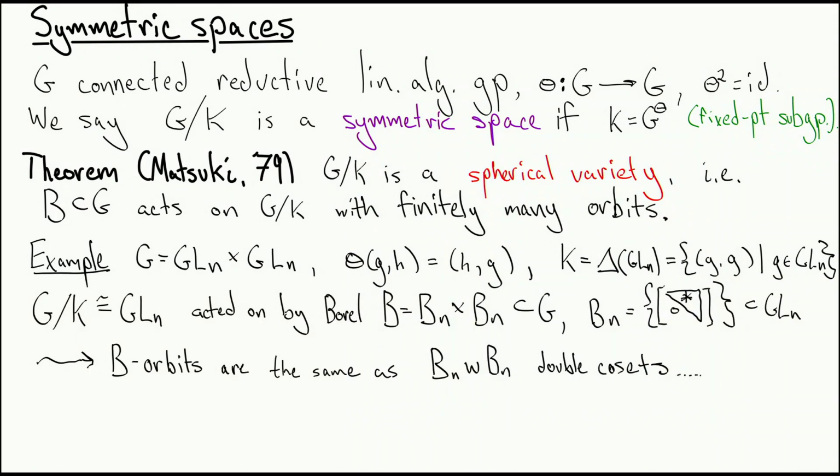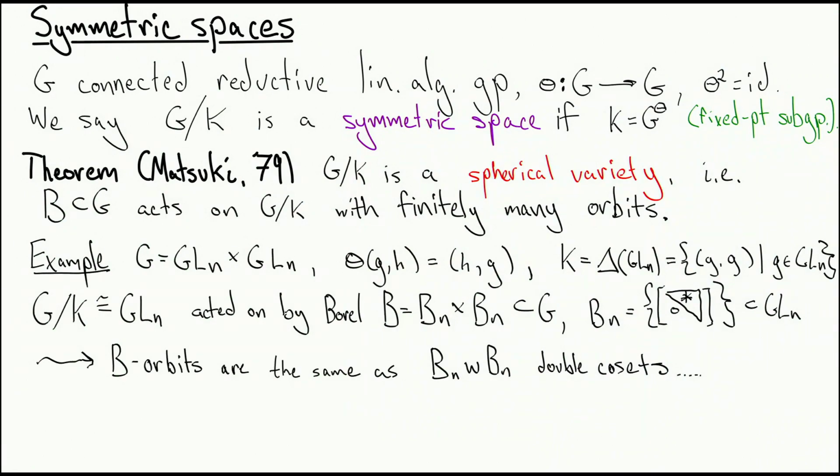Okay, so symmetric spaces. Let me define what those are. If you have a connected reductive linear algebraic group G and an involution from G to G, which means its square is the identity, you take the homogeneous space G mod K and you call that the symmetric space, where K is the fixed point subgroup.